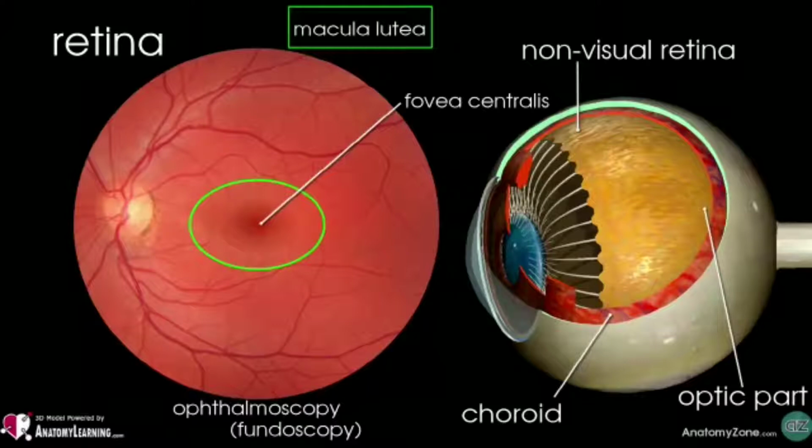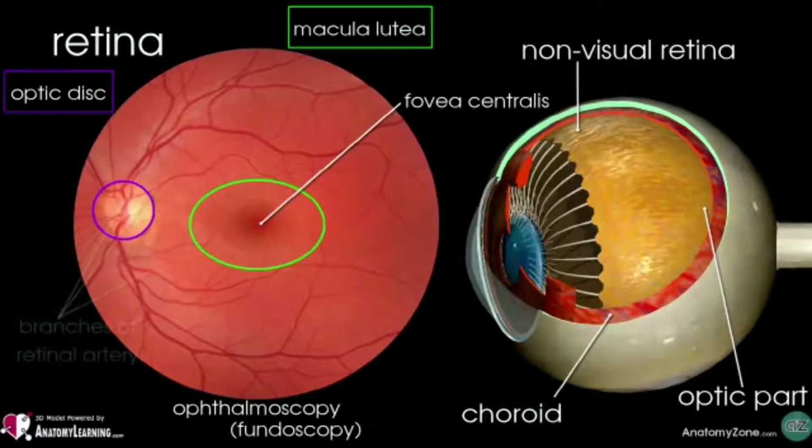The area that the optic nerve enters the retina is known as the optic disc. It contains no light-detecting cells and is therefore referred to as the blind spot of the retina. The central retinal artery enters at this point, and its branches are visible at this point when viewed during fundoscopy.